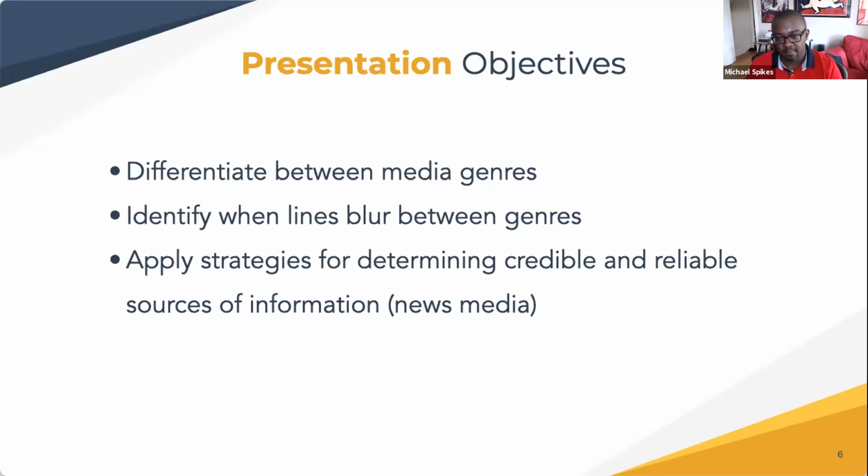Secondly, we want to identify when lines blur between these genres. And then we want to apply strategies for determining credible and reliable sources of information. And one of the other things I want to emphasize with this is that my goal is to provide you with tools and strategies for doing so on your own instead of me telling you where you should go.